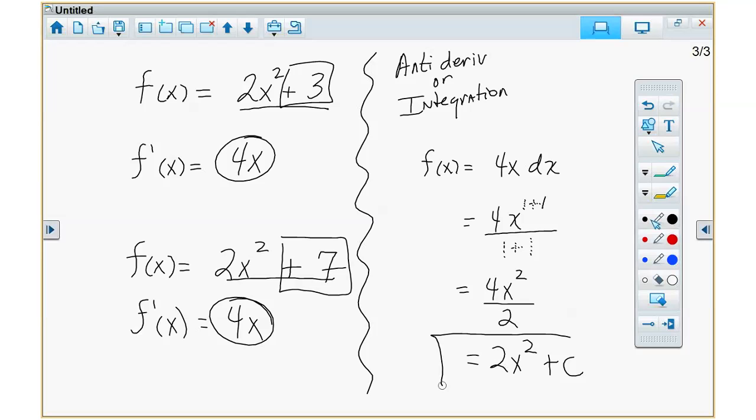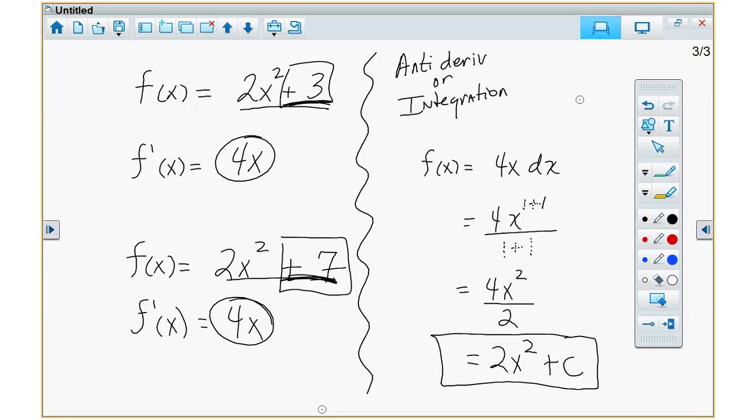Now the reason that it's 2x squared plus c is because we just said that this 4x represents two different functions, where really it's infinite. It could be 2x squared plus 4, 2x squared plus 6, 2x squared plus 5, 2x squared plus 1/2, 2x squared plus 3, 2x squared minus 2, 2x squared plus 100, infinite. So that's why you have to add the c, because you don't know what that one is. Okay? So you need to write that down. That's called the basic power rule of antiderivatives.